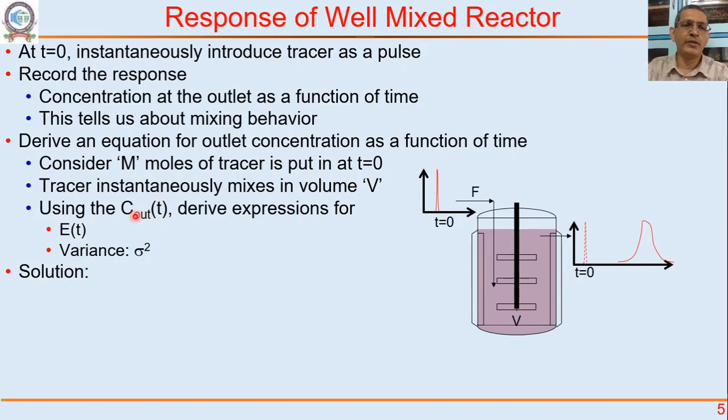So what I would like you to do is derive the outlet concentration of the tracer as a function of time, and use that to derive expressions for residence time distribution and variance sigma square. You've done this in your undergraduate course, but we are just trying to revise. Some concepts may or may not have been very clear in your undergraduate course. That's why we are doing them now. So pause the video, do this for yourself, then only go forward.